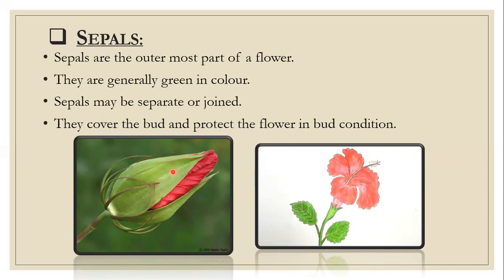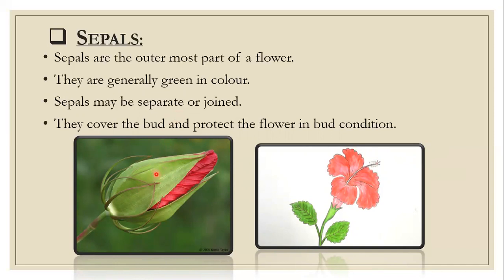These sepals are clearly seen when the flower is in bud condition. Bud means before opening up. In bud condition, these sepals cover the flower to protect it. So what is the function of the sepals? Sepals cover the flower in the bud condition and protect the flower. And sepals may be separate or joined.